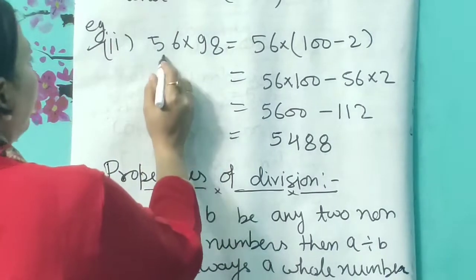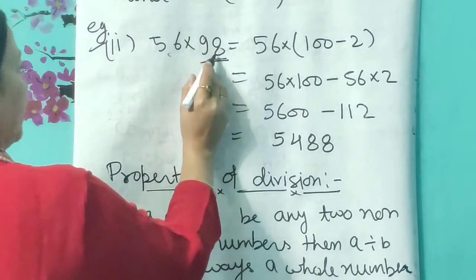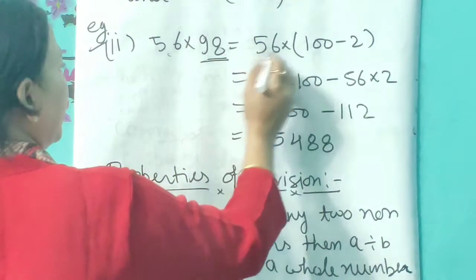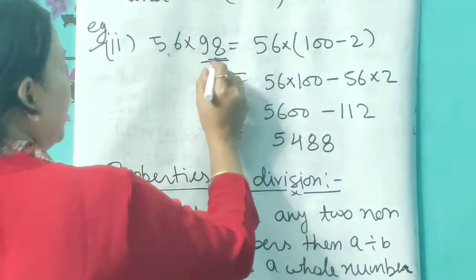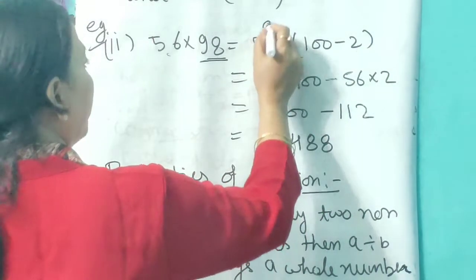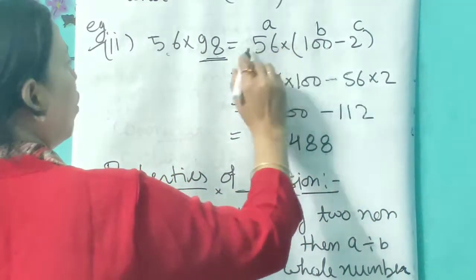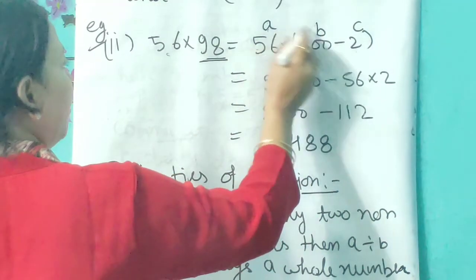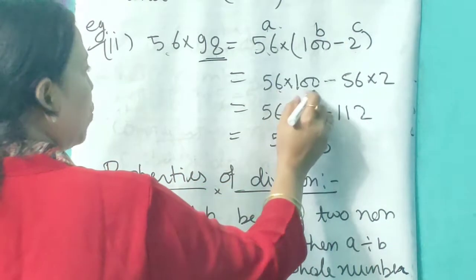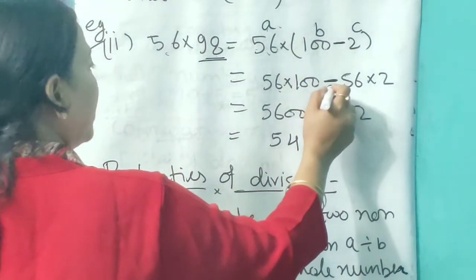Next example is 56 into 98. In this 98 we will break into two parts to make the multiplication easier. We can write 98 as (100 minus 2) in one bracket. Now this will become A, this will be B and this will be C. So using distributive law, you will multiply A with B and A with C. It means 56 into 100, and since the minus sign is there in between, we will write here minus.